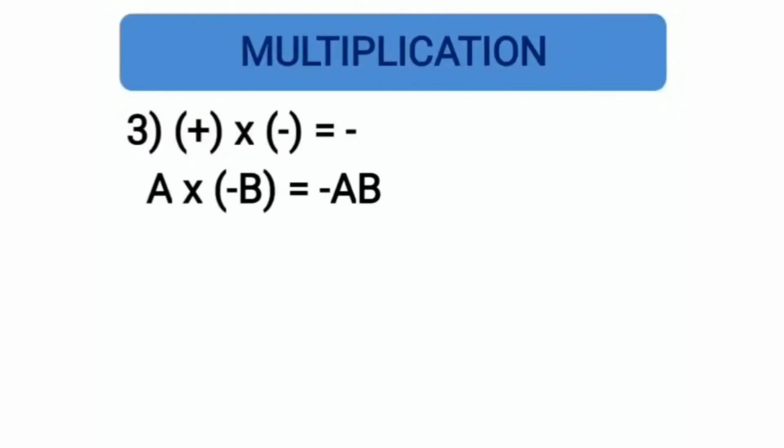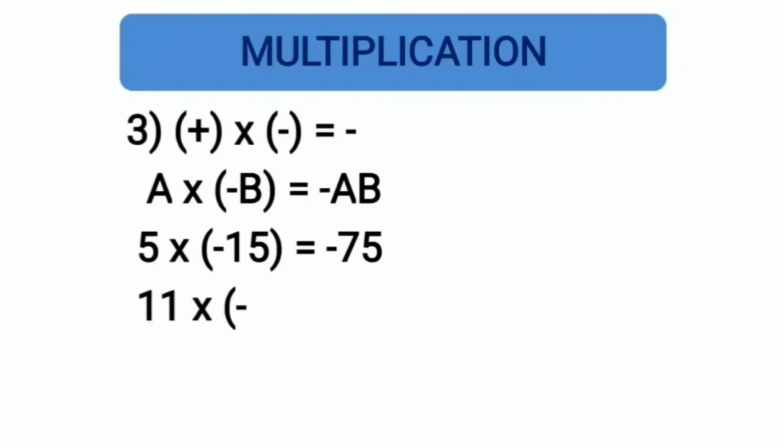Third rule is when positive integer is multiplied by negative integer, we get negative integer. Here a is multiplied by minus b, so we get minus ab. 5 multiplied by minus 15, so result is minus 75. One more example is 11 multiplied by minus 10 is equal to minus 110.